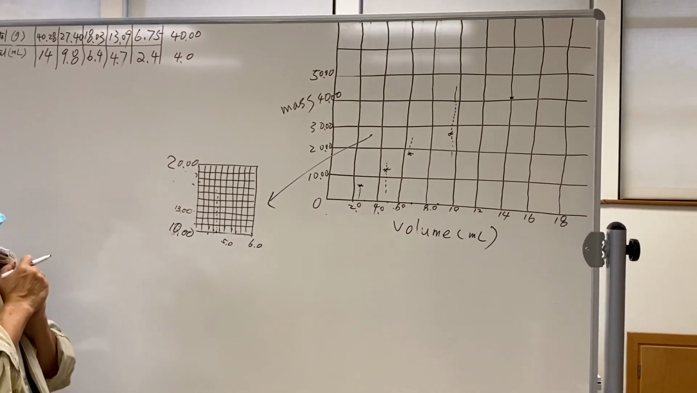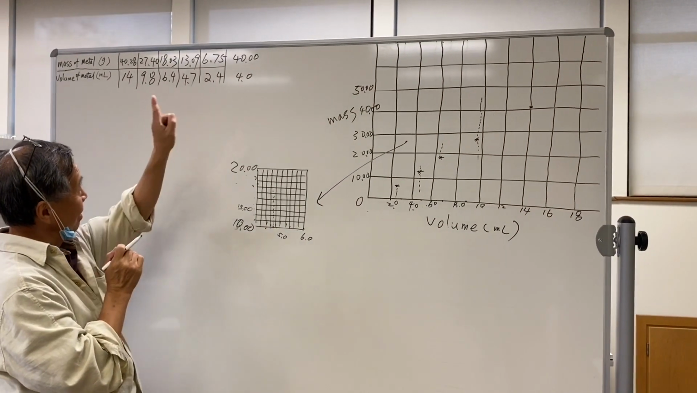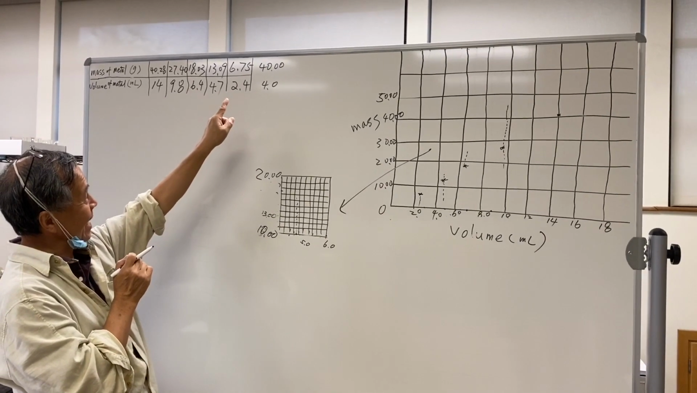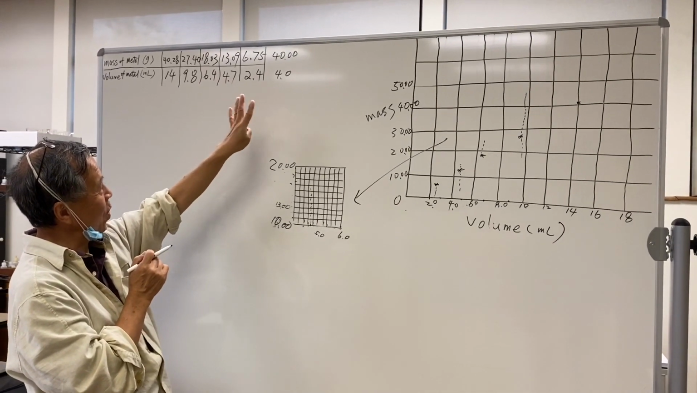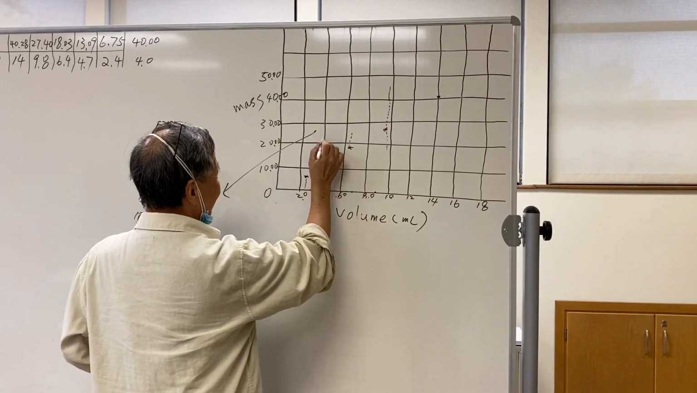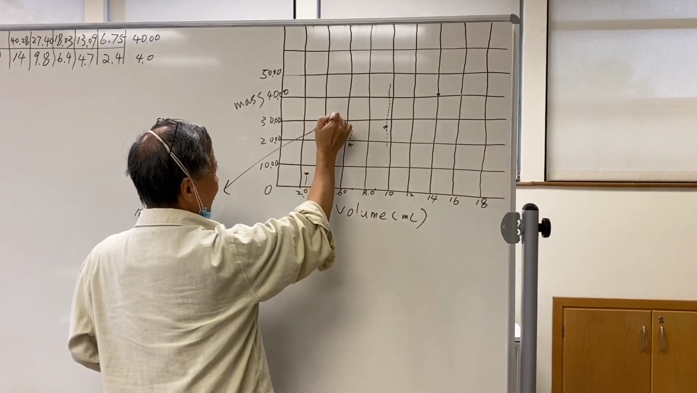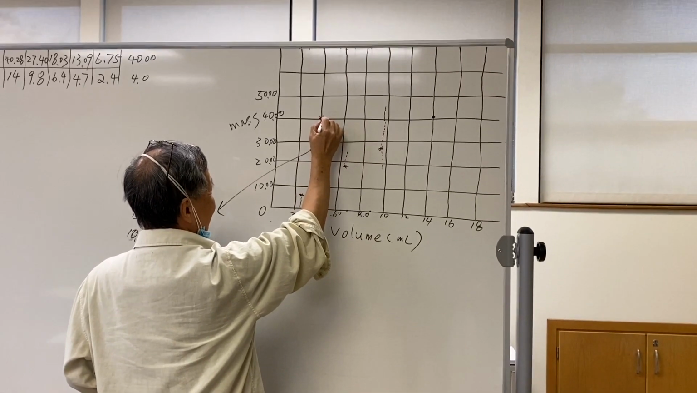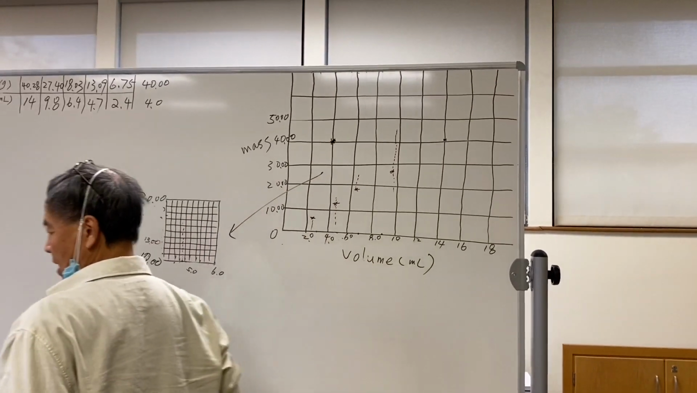And then don't forget, ladies and gentlemen, I work very hard. I generate 40.00 and then 4.0. So 40 is right here, and the 4 is right there. So this is my data. All right? All right, very good.